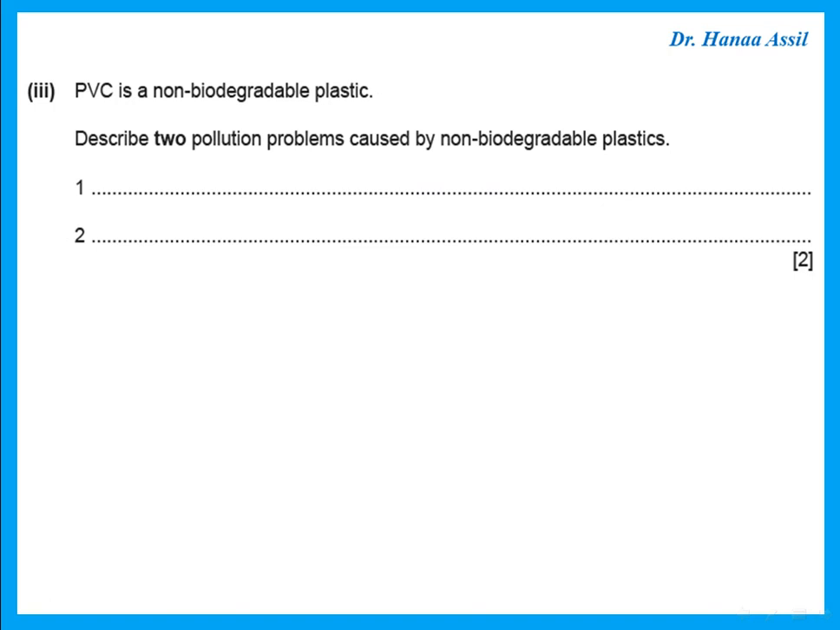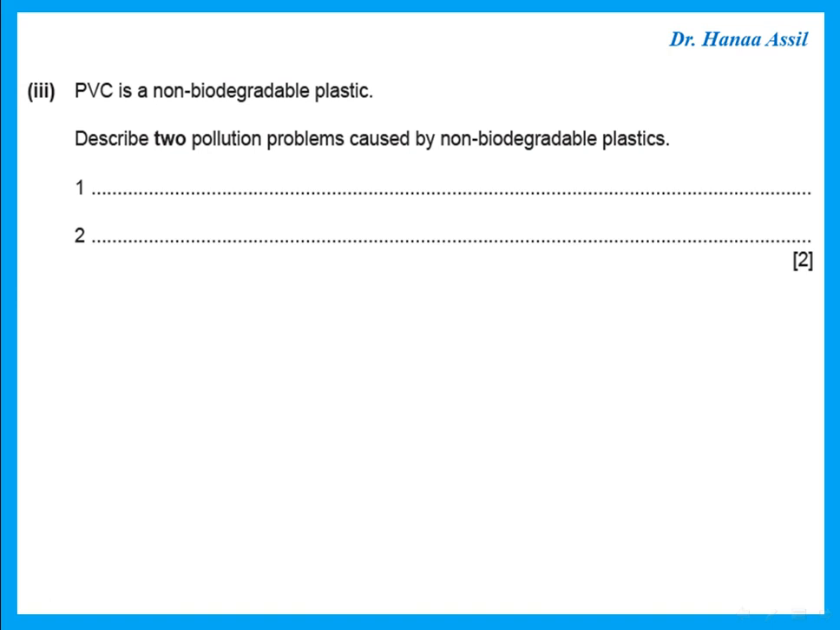PVC is a non-biodegradable plastic. Describe 2 pollution problems caused by non-biodegradable plastics. First of all, if you were to ask what do we mean by non-biodegradable? You should know. Non-biodegradable means it is not broken down by bacteria. So we say that most of the plastics are non-biodegradable, and that means they cannot be broken down by bacteria.